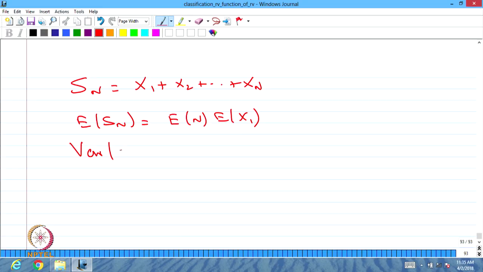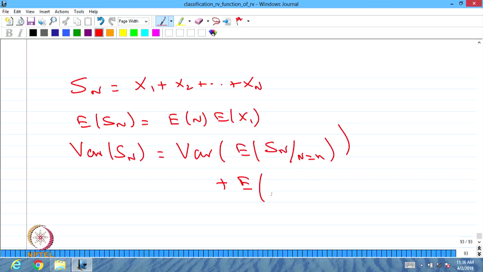Now we are going to find the variance of the random sum using the previous result. That is going to be the variance of the conditional expectation of Sn given N takes a value small n, plus the expectation of the conditional variance of Sn given N takes a value n. So one can find the variance of the random sum using the conditional expectation and the conditional variance, computing the variance for the conditional expectation and the expectation for the conditional variance. That sum is going to be the variance of the random sum.